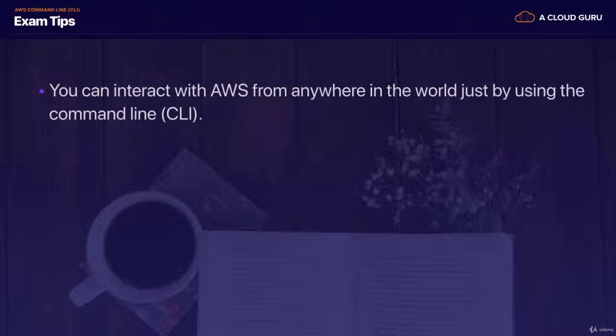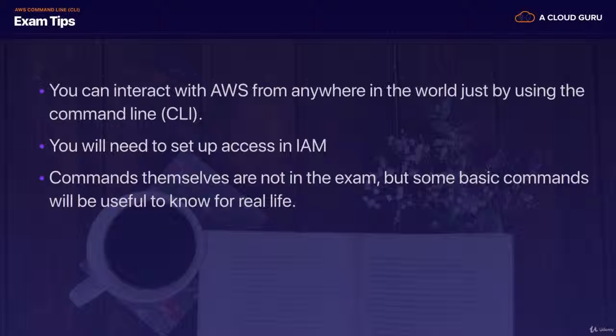So what have we learned? We've learned that you can interact with AWS from anywhere in the world just by using the command line, and you'll need to set up access in Identity and Access Management. So we set up our user, we put our user into a group, and then we applied administrator access policies to that group, which of course the user inherits. The commands themselves are not in the exams, but some basic commands will be useful to know for real life, like aws s3 ls or aws s3 mb, make bucket, and then the bucket name. There's lots and lots of documentation on the command line, so go ahead and have a look at it when you get some free time.